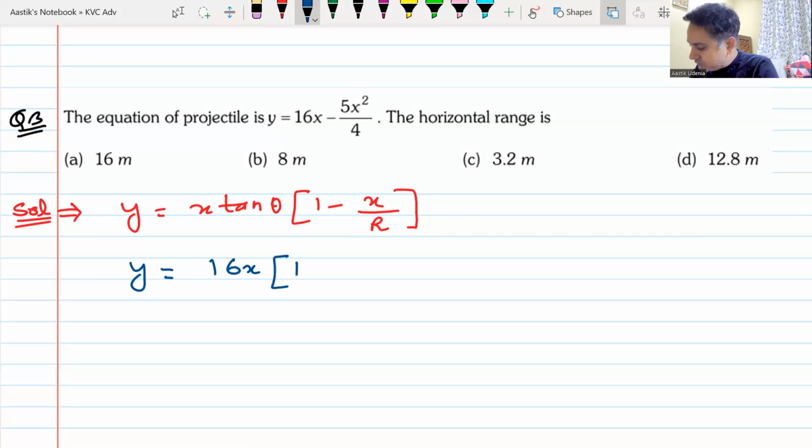1 minus 5x by 4. 1/16 has been taken out, so 1/16 will come in the denominator. Yes or no? Yes, sir. Simple maths. Yes or no?